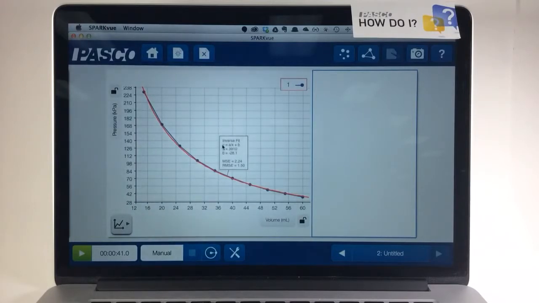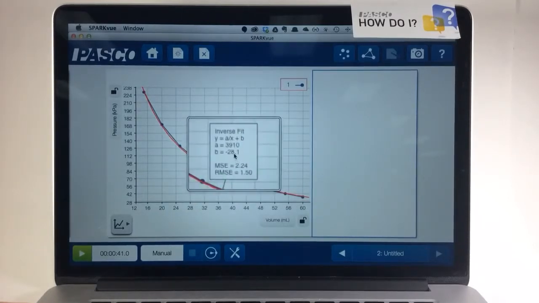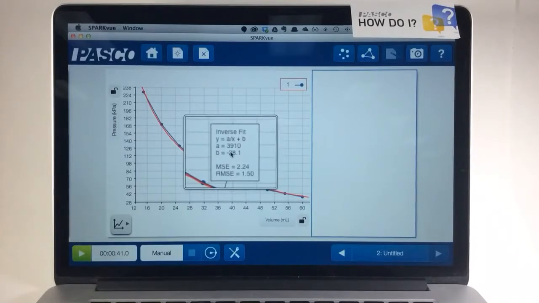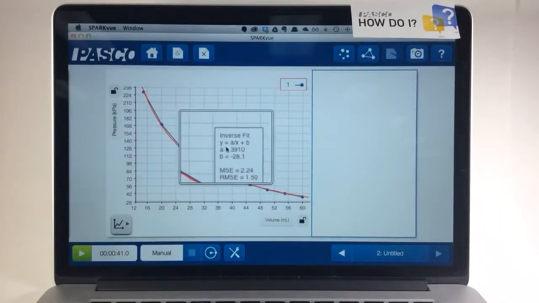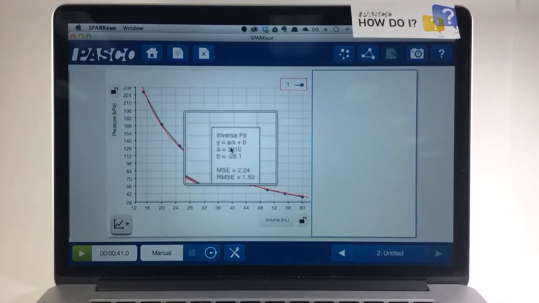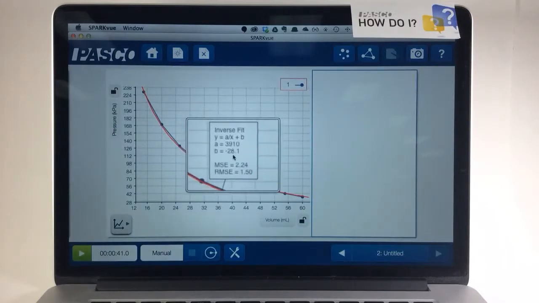The fit is here in red with the parameters shown in this note box, and that's the best fit to my data in blue. So how do I go from this generic fit to a relationship between my variables? Well, this box tells me that the best inverse fit is y is equal to a over x plus b, where a is this value and b is this value.